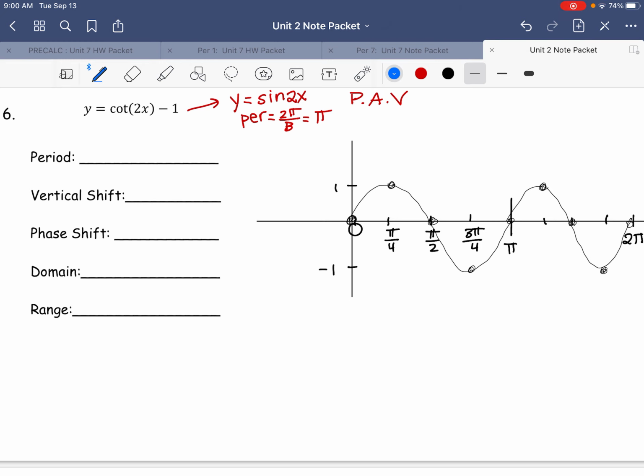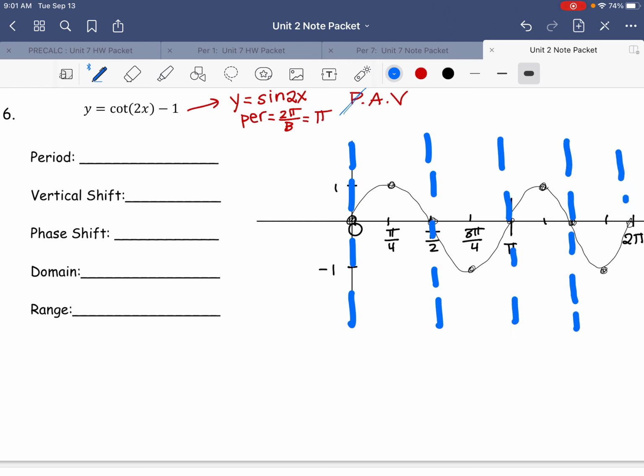Okay, if we have a phase shift, it's time to do it, but we don't have a phase shift, so we're done with the P in PAV. Now it's time for asymptotes. So let's put our asymptotes in there, wherever that sine graph is 0. And it looks like I have 5 vertical asymptotes for this one. So I'm done with my asymptotes.